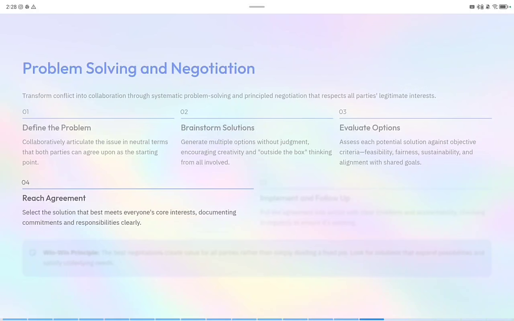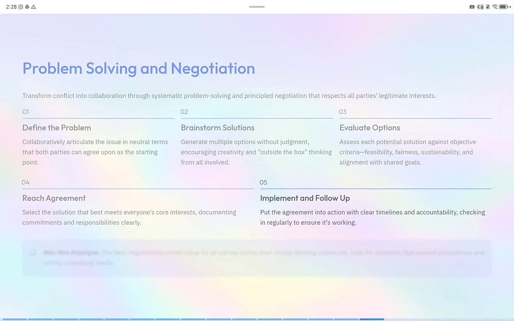Fourth and important one is to reach an agreement. Select the solution that best meets everyone's core interest. Documenting those commitments and responsibilities clearly becomes your responsibility as a facilitator. So reach an agreement and document it for them. The final important step is to implement and follow up. Put the agreement into action with clear timelines and accountability, checking in regularly to ensure it's working.